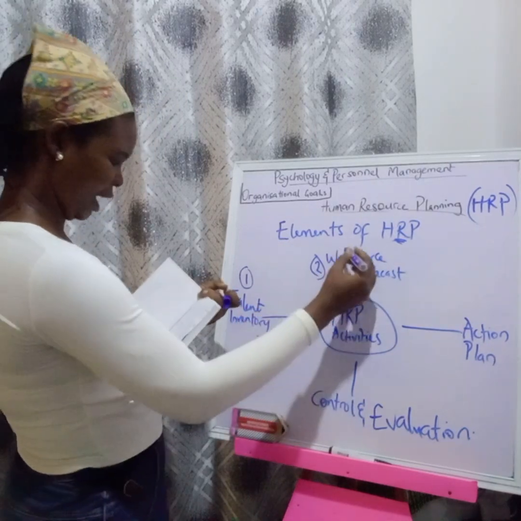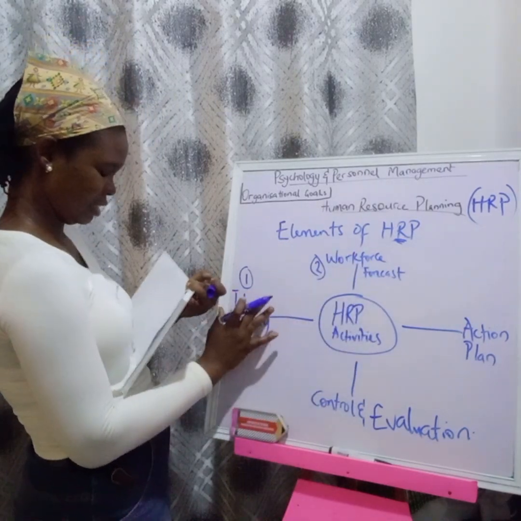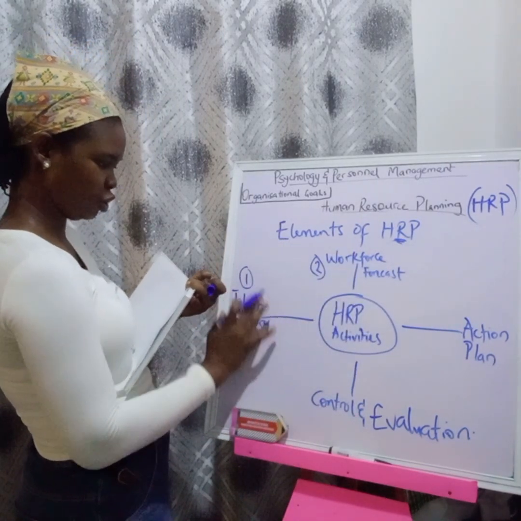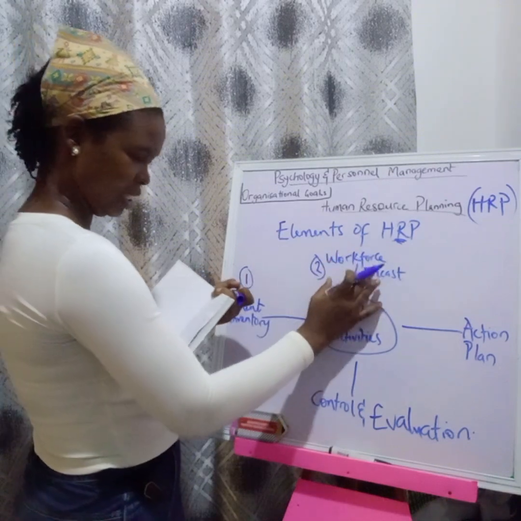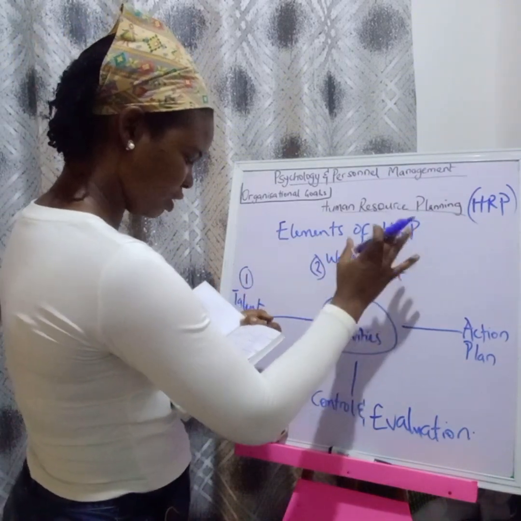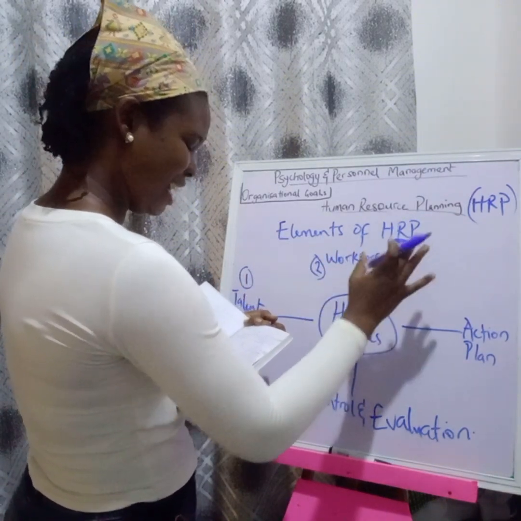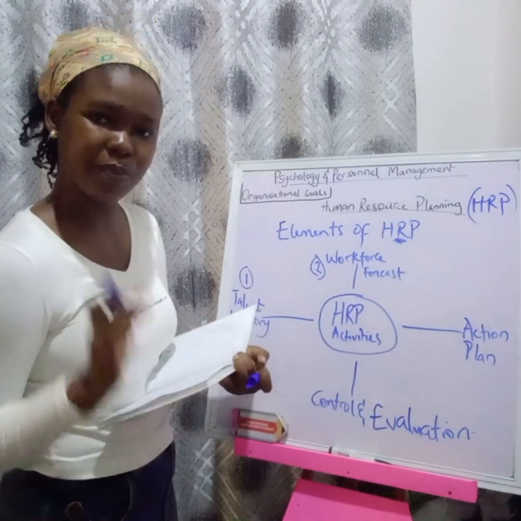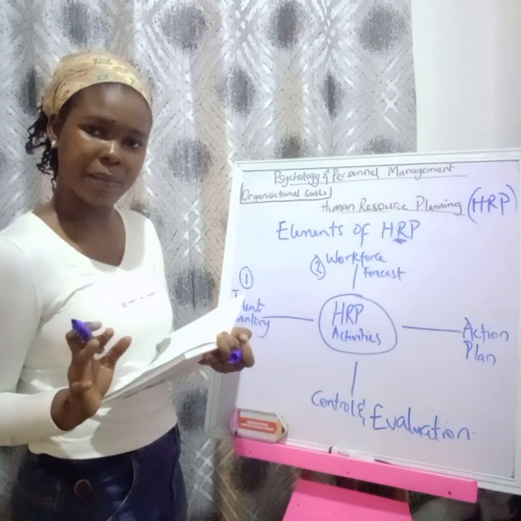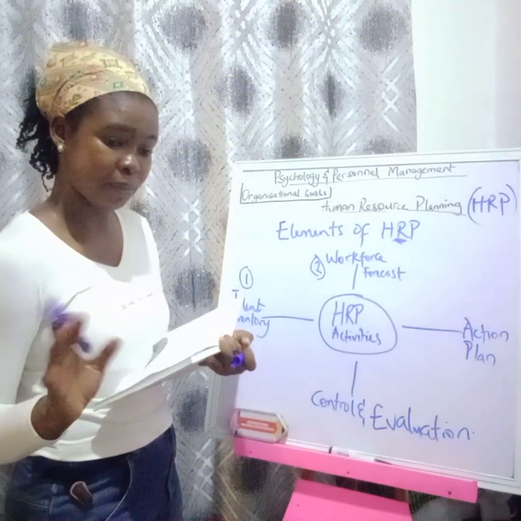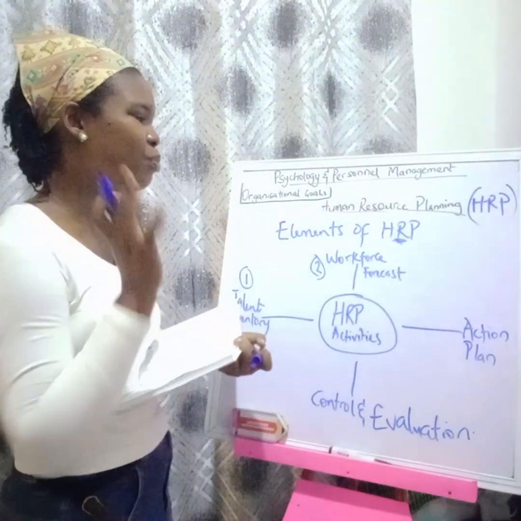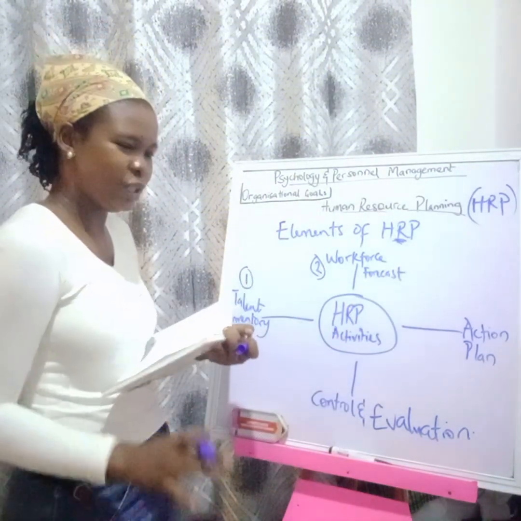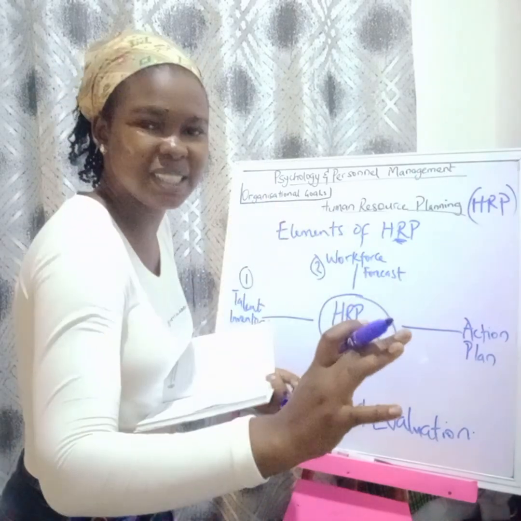This part to this part is talent inventory. You are trying to see what you have now to get into what you need. Now, this workforce forecast is now predicting and projecting. Remember that HRP is a core psychology application, applied psychology. So we are now predicting, oh, if we do this now, what will we need next?